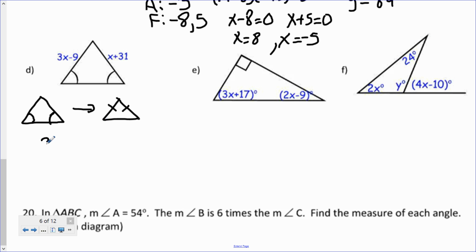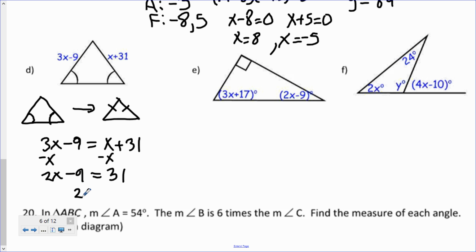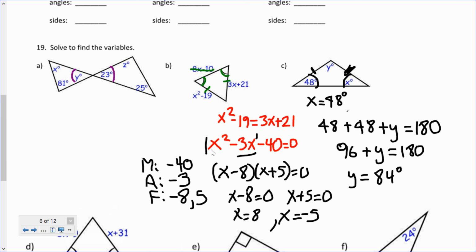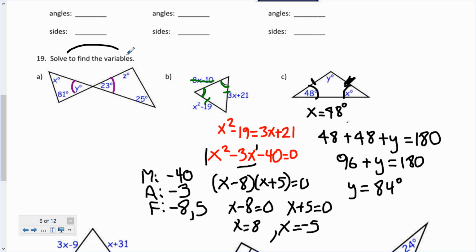So then I can just say 3x minus 9 is equal to x plus 31, and then solve this equation to get my answer. So that's 2x minus 9 equals 31. Add 9 to both sides, and you get 2x equals 40, and x is going to equal 20. And it doesn't tell me to find the length of the sides, so we can stop at finding the fact that x is equal to 20.